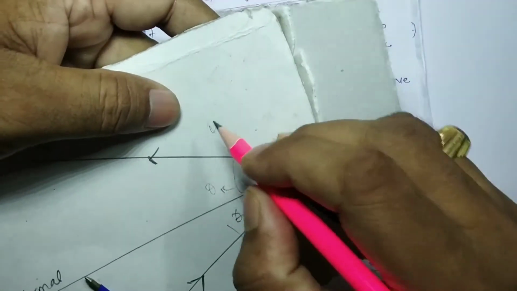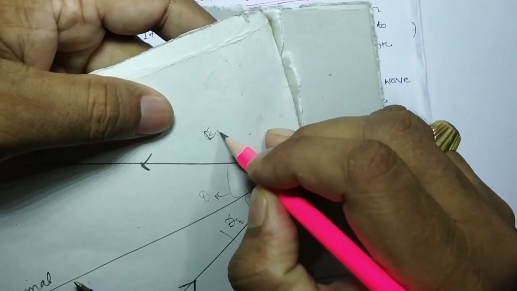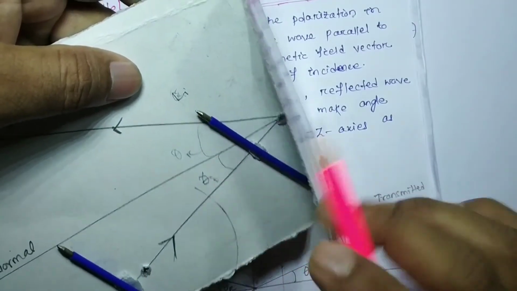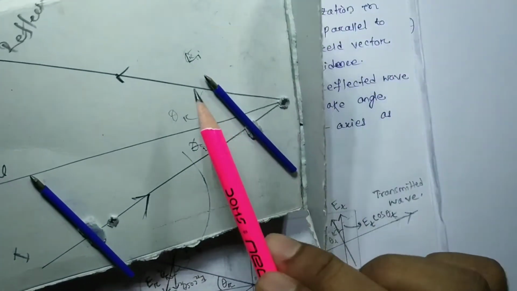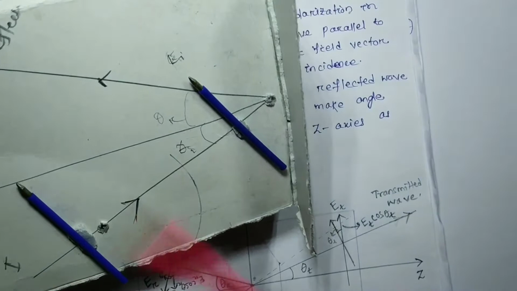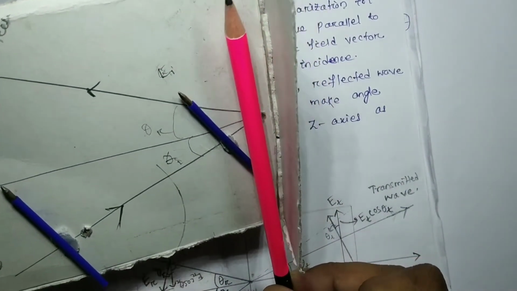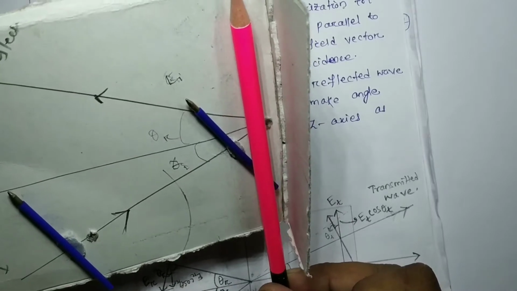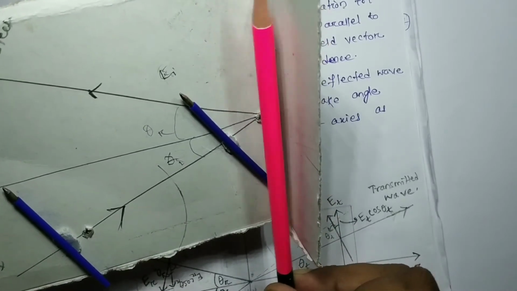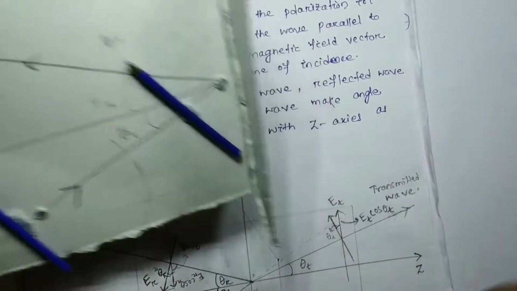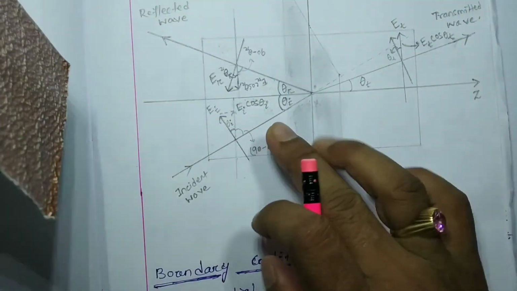The cos theta component, suppose this is EI. Its EI cos theta component will be this one, which will be tangential to the interface. How it is, I have drawn in detail with the angle. I am going to explain.